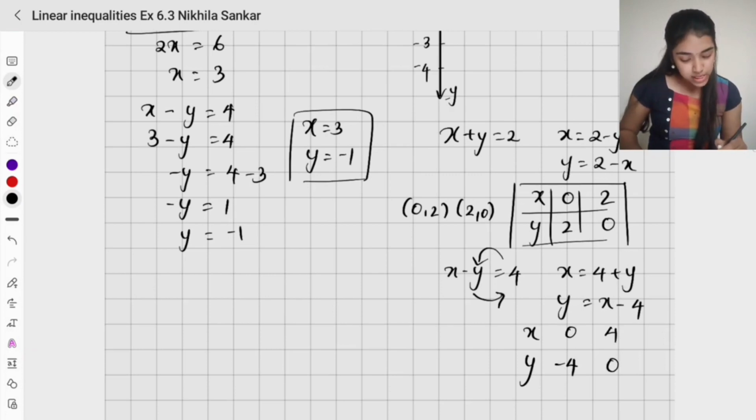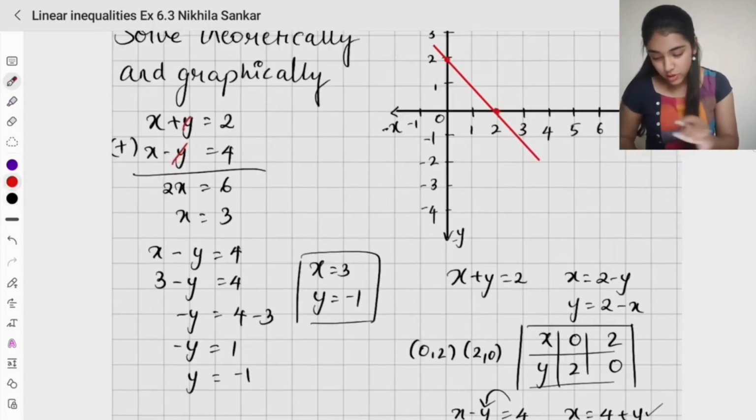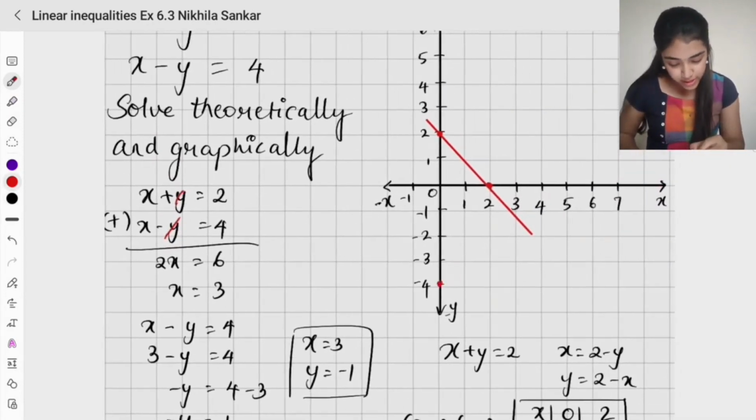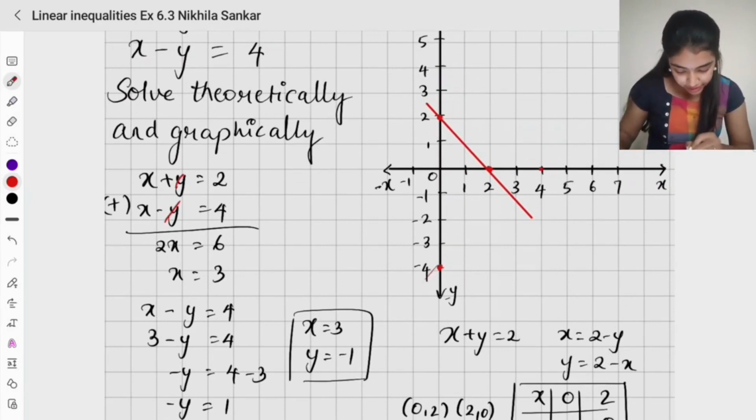Okay. I put 0 here, so I got y oda value to be minus 4. I put 0 here, I got the value of x to be 4. So this is my other tabular column. So what are my solutions? 0, minus 4 and 4, 0. இப்போ இத கிராஃப்ல போட்டா என்ன ஆகும்? 0, minus 4 is going to be this. 0, minus 4 and 4, 0. So 4, 0 is going to be this. So when I join these two, what will I have?